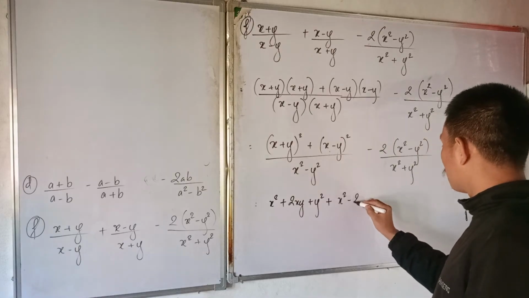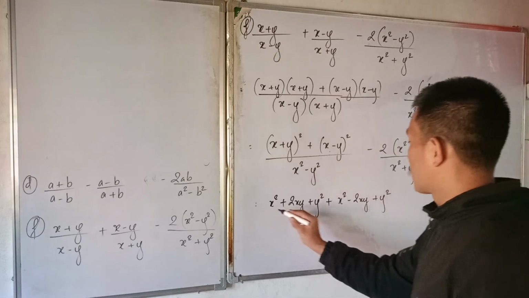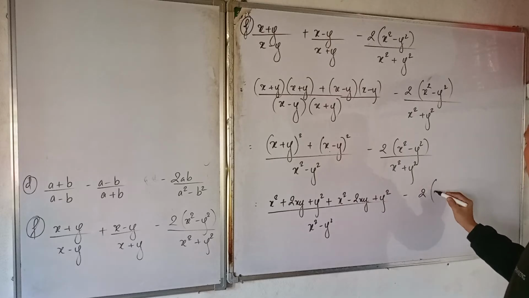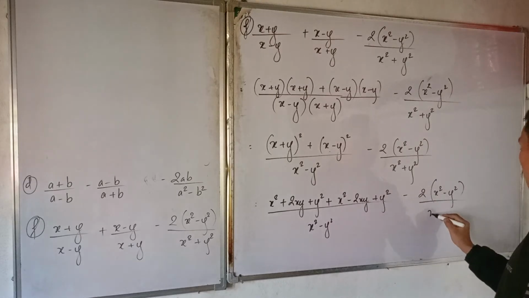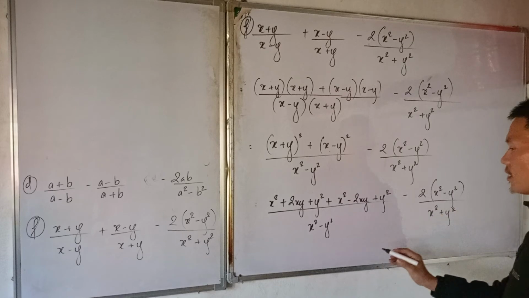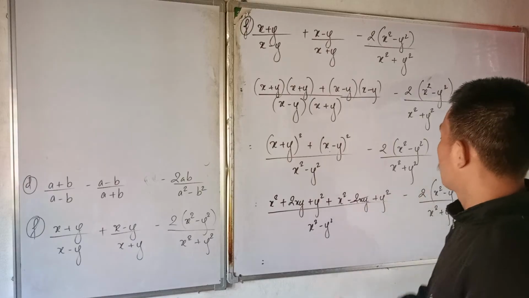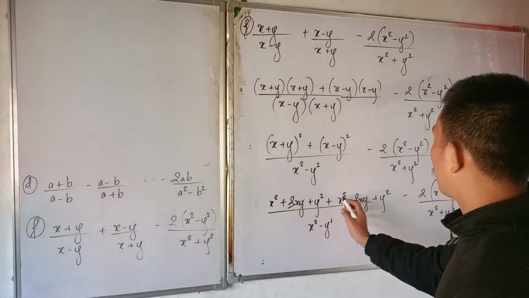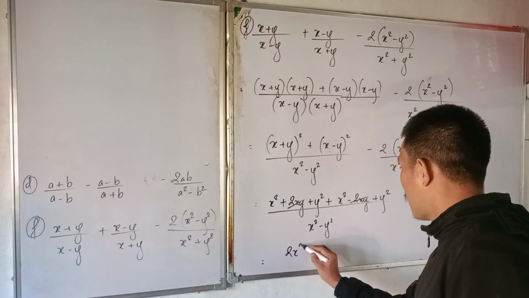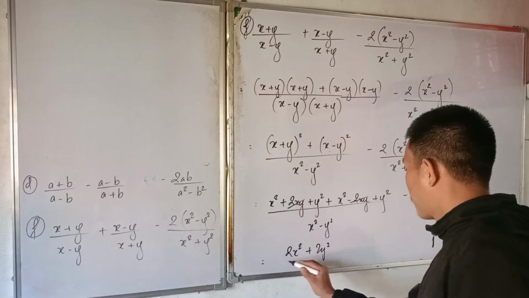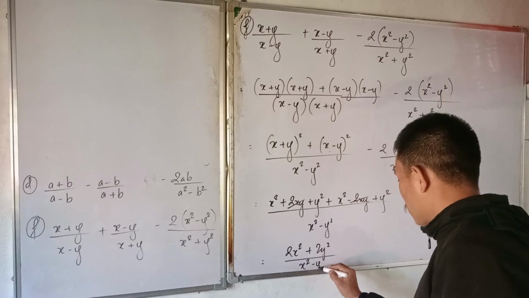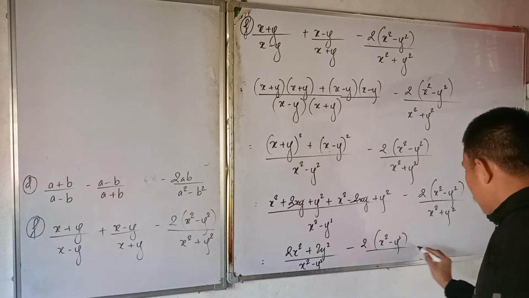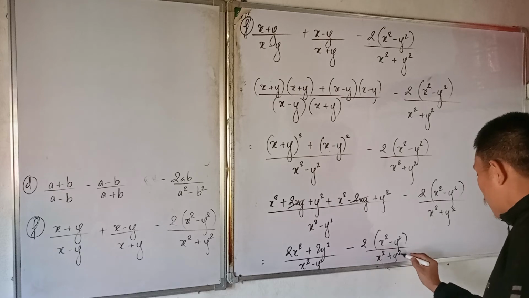and this can be written as x square minus 2xy plus y square divided by x square minus y square, minus 2 times x square minus y square divided by x square plus y square. Okay, now you just cancel this 2xy and minus 2xy. Now operate the like terms, 2x square and 2y square. So this becomes 2 times x square minus y square, all divided by x square plus y square.